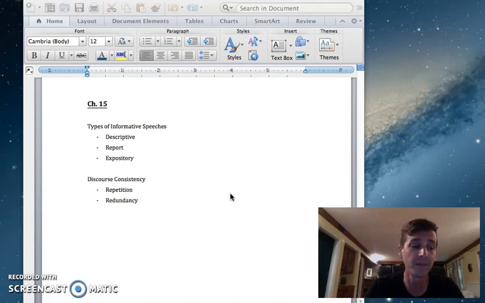Redundancy, a bit different. It's repeating the same idea, but in different ways throughout the speech. So repetition, saying the same thing more than once. Redundancy, repeating the same idea in different ways. Okay?